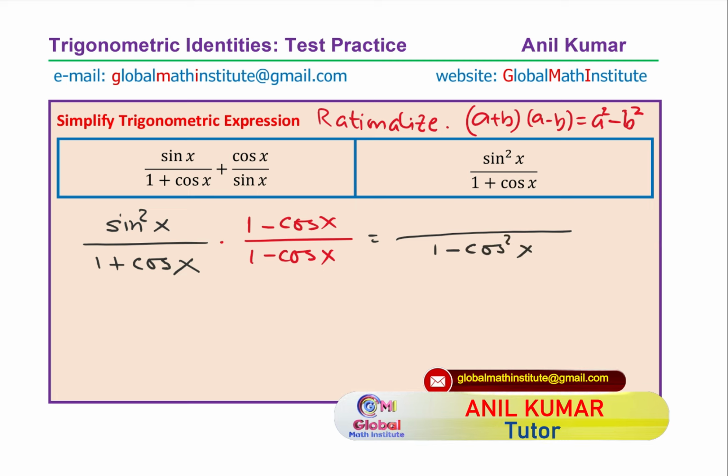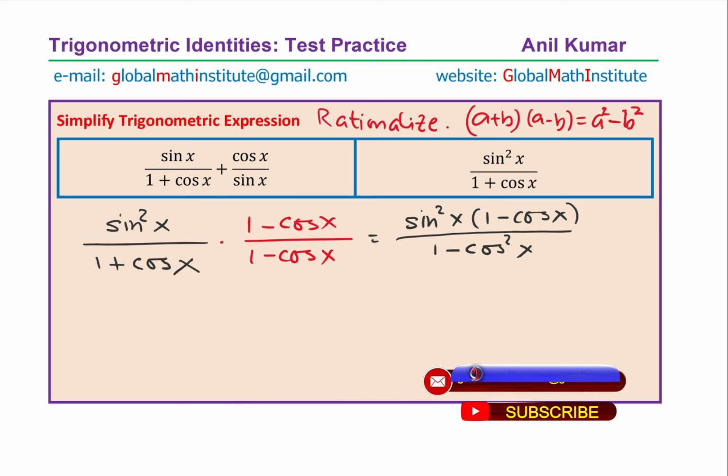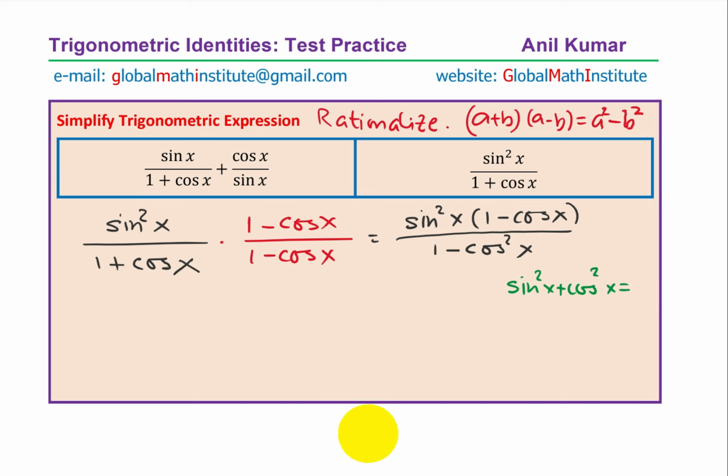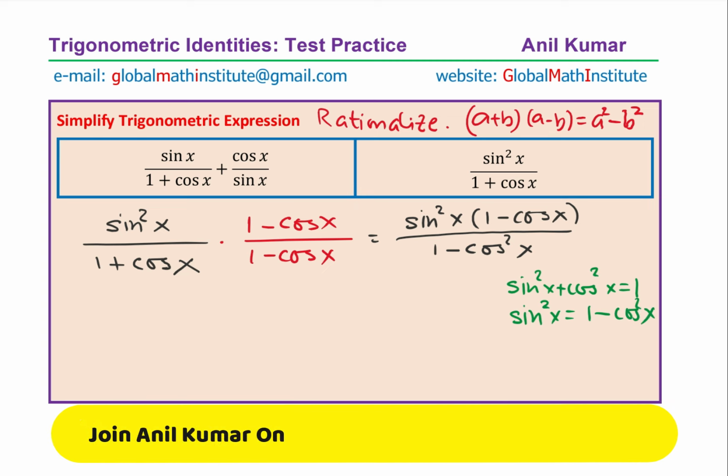Is that clear to you? And in the numerator, we have sin square x times 1 minus cos x. Now, what is 1 minus cos square x? Well, you know the Pythagorean identity, which is sin square x plus cos square x is equal to 1. And therefore, we can write sin square x as 1 minus cos square x. Makes sense? Correct?